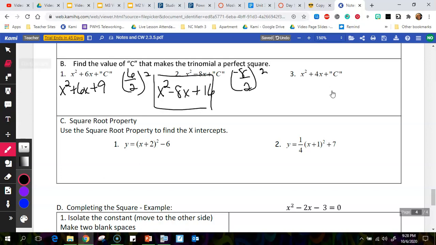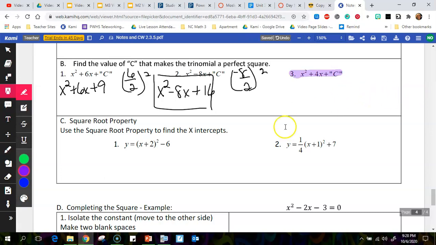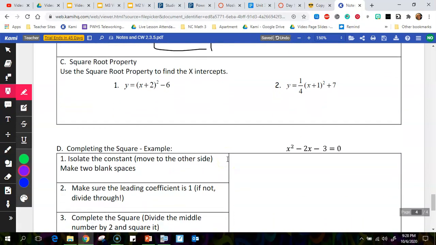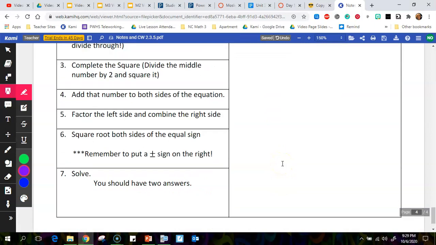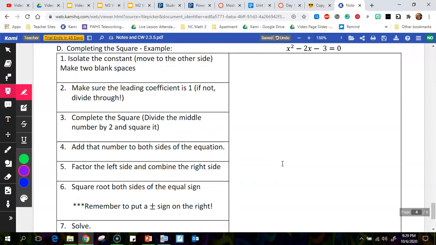Okay, I want you to do 3. So I want you to do this one. Okay, I want you to mark this part out. I'll just do it with my highlighter. Mark that part out. And then this is another completing the square example. I don't know why it's at the bottom, but okay.